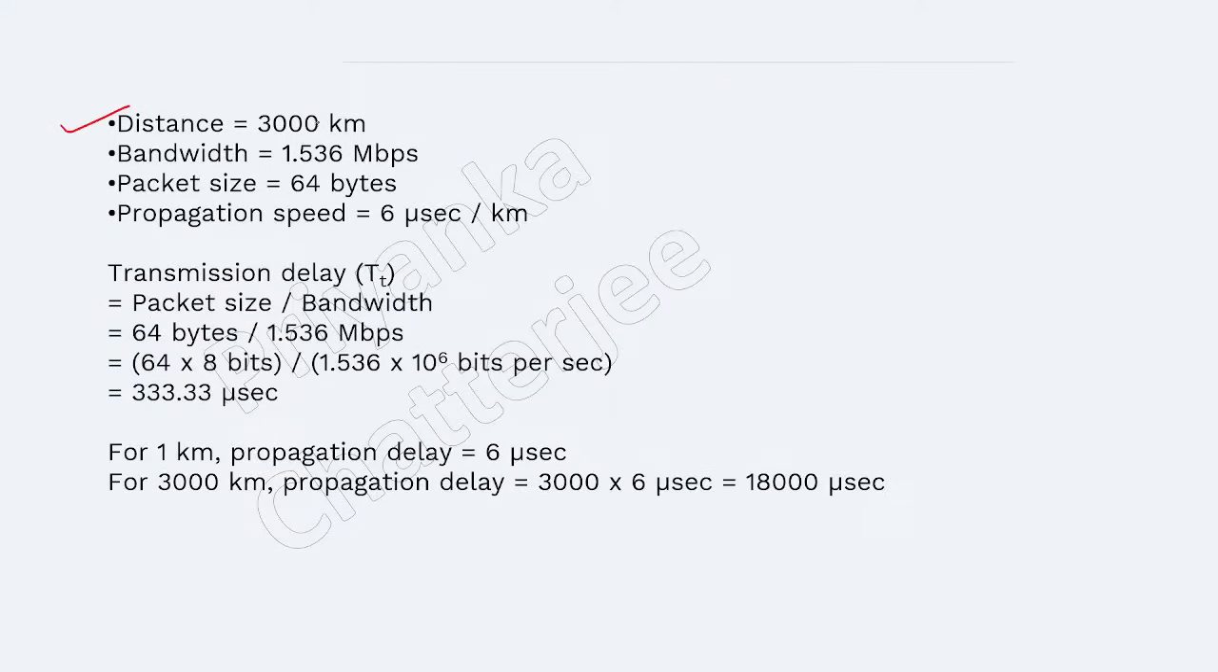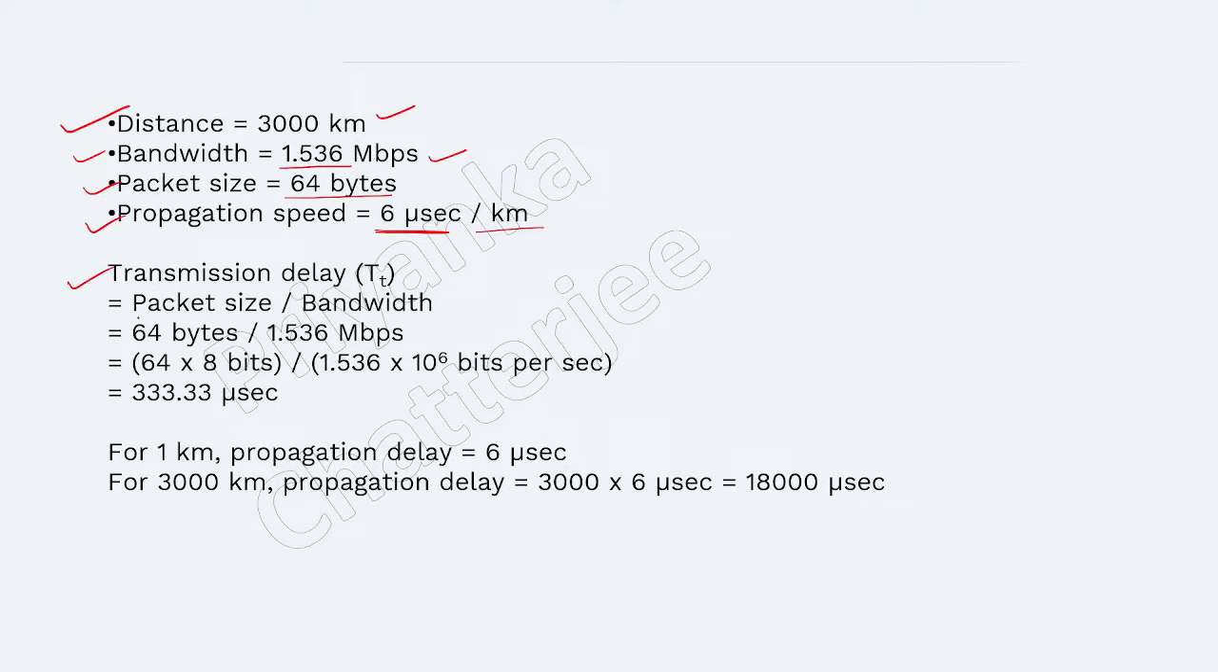So the distance is given, 3000 kilometer. Bandwidth is 1.536 Mbps. Packet is 64 byte. So propagation speed will be 6 microsecond per kilometer. That is the propagation speed here, right? So the transmission delay will be what?